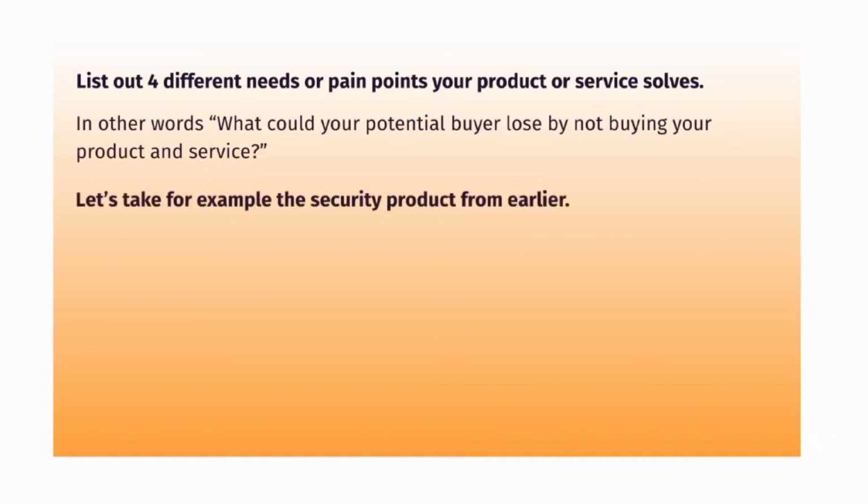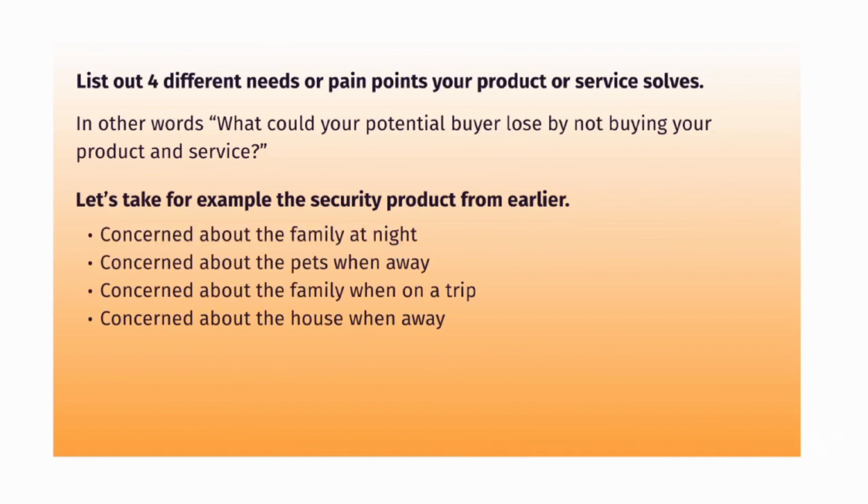Let's take, for example, the security product from earlier. So if we write down the 4 different needs or pain points that a security product in general would solve, we would know number 1, it would solve that anxiety and that fear and that concern about the family at night. Concern about pets when they're away. Concern about family when they are on a trip or anyone that's away. Concerned about the house when they are away. So those are just 4 of the pain points that everybody most likely feels. Now, some people won't have pets, some people won't have children.